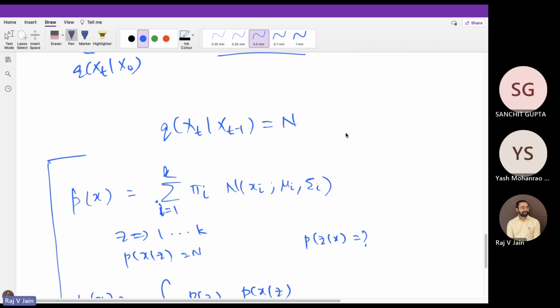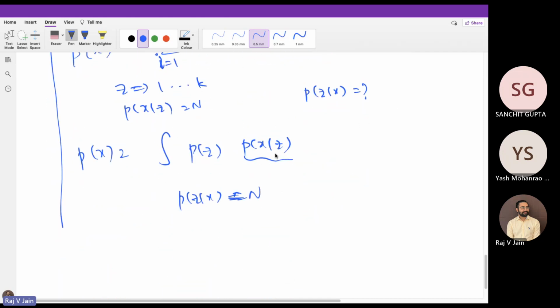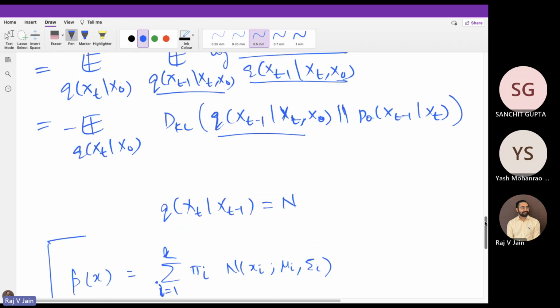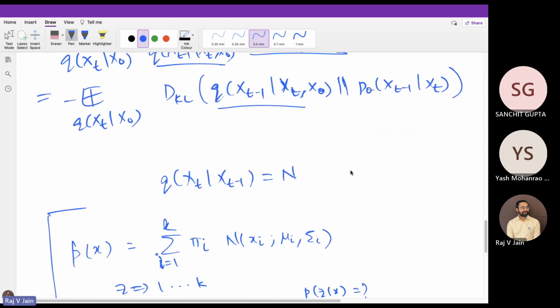I'll have to think about it. P of X is Gaussian, X given Z is Gaussian. I understood. If X is Gaussian and X given Z is Gaussian, then Z given X is Gaussian, you're saying. Let me check this. But here the rule doesn't apply because Q of xt is not Gaussian. That much we know. Q of xt as t tends to infinity is Gaussian, but we are talking about finite t, right?